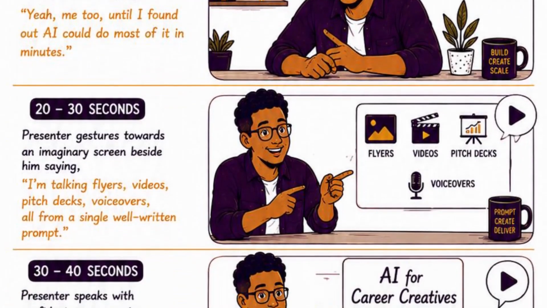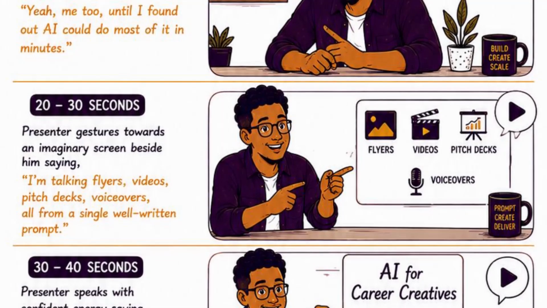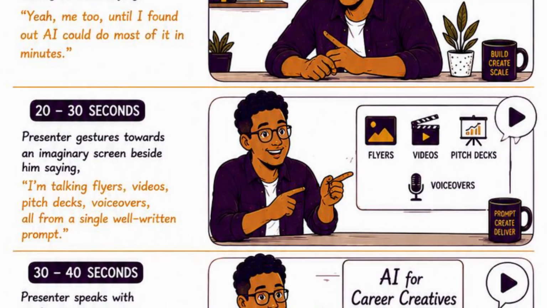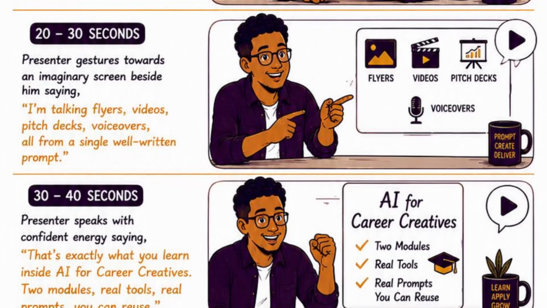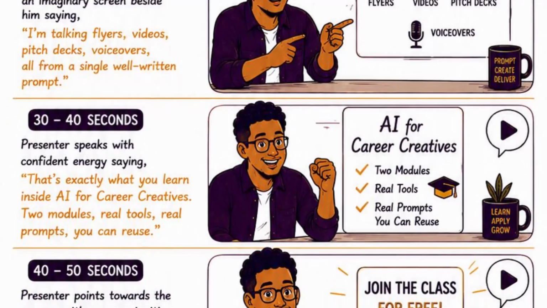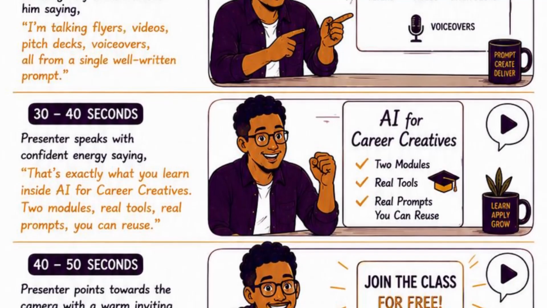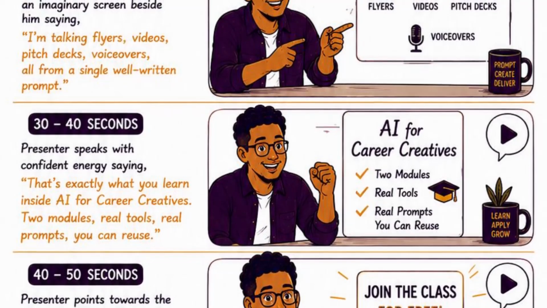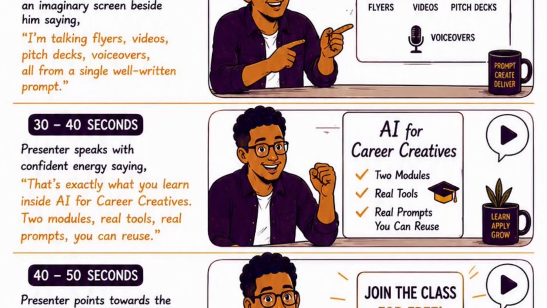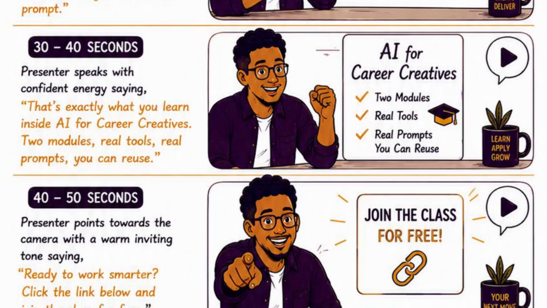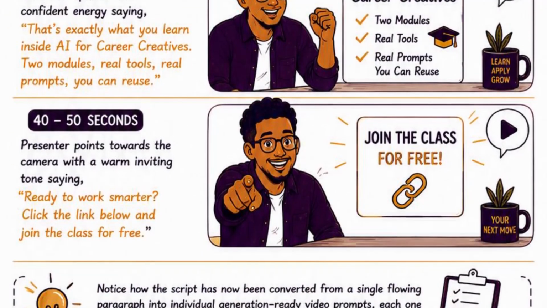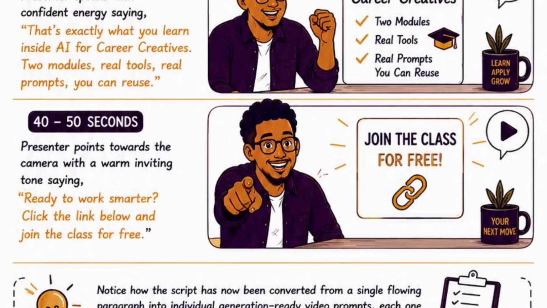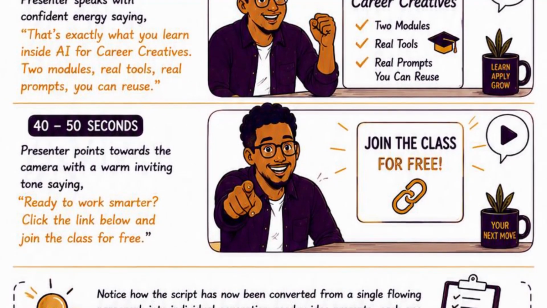20 to 30 seconds. Presenter gestures towards an imaginary screen beside him saying, "I'm talking flyers, videos, pitch decks, voiceovers, all from a single well-written prompt." 30 to 40 seconds. Presenter speaks with confident energy, saying, "That's exactly what you learn inside AI for Career Creatives. 2 modules, real tools, real prompts you can reuse." 40 to 50 seconds. Presenter points towards the camera with a warm inviting tone, saying, "Ready to work smarter? Click the link below and join the class for free."